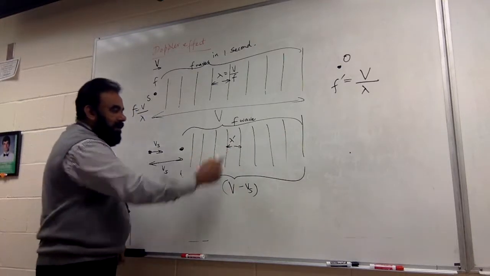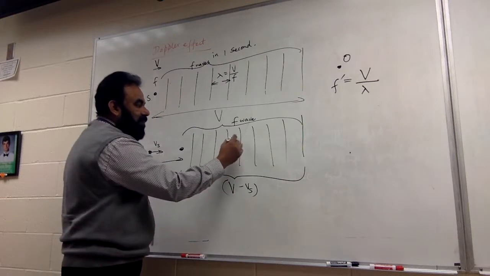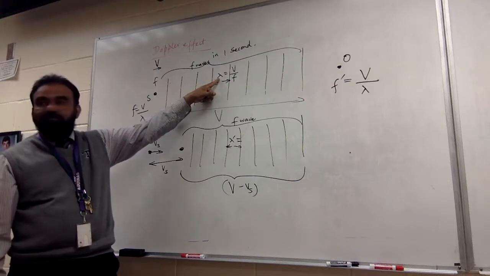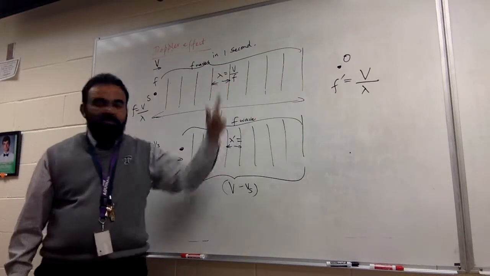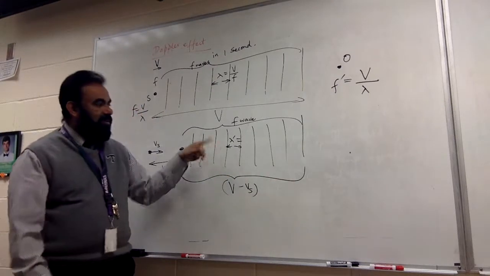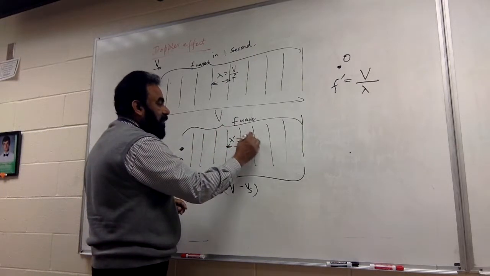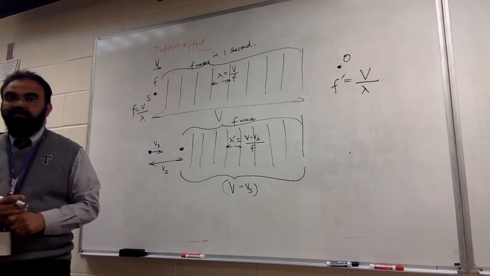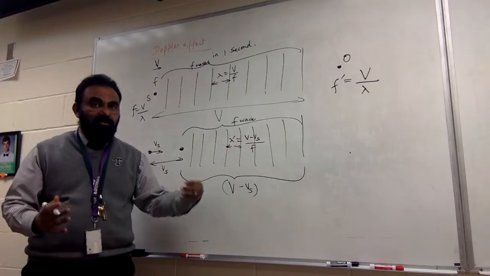So what is lambda prime? How do you find lambda here? It is the total distance from here to here over the number of waves. Now do the same thing. What's the total distance from here to here? And what is the number of waves? So lambda prime is V minus Vs over F. Is that clear? Over here it's just V over F, but now here it is V minus Vs over F.